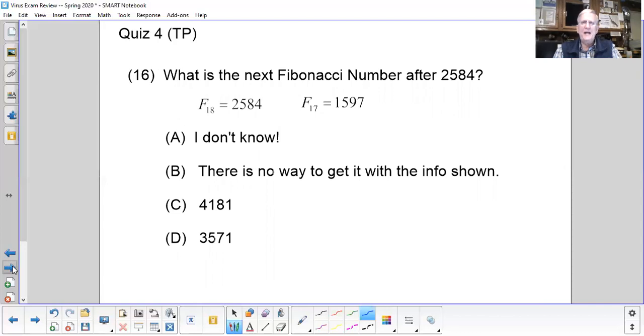What is the next Fibonacci number after 2584? Well, 2584 is the 18th Fibonacci number and the 17th Fibonacci number is 1597. Remember, all I have to do is add those two together. So I don't know is not the correct answer. B, there's no way to get it. No, there is a way to get it. And what you have to do is add those two numbers together, which I believe will give you the answer 4181.